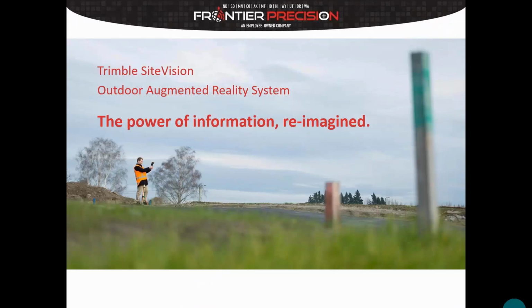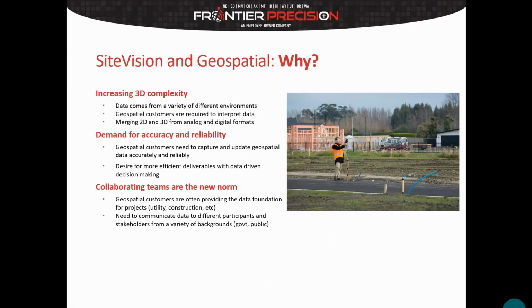So Trimble Site Vision is a high accuracy augmented reality system that is ideal for outdoors. It enables you to interact with your spatial data in the context of the real world, which is pretty important nowadays with all this 3D data. So why Site Vision and geospatial? One of the most important things is it allows you to collaborate. There are a lot of different team members now who want to see this data visually, and blueprint drawings are a little bit a thing of the past right now. So being able to have a new technician go out and visualize exactly what he's looking at is pretty important.